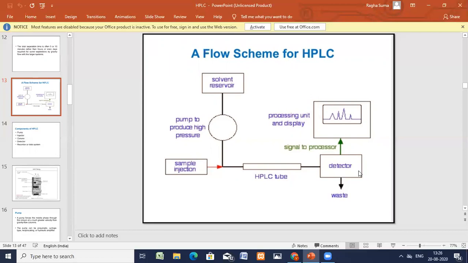The nature of the column materials, the geometry of the column, and the connections are so critical. The columns are operated at ambient temperatures, but elevated temperatures are used if needed. The sample injector, column, and detector are all thermostatic. Mobile phase temperature must be adjusted prior to the introduction of the sample.